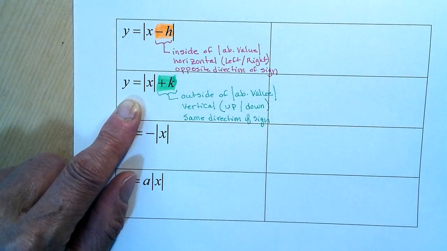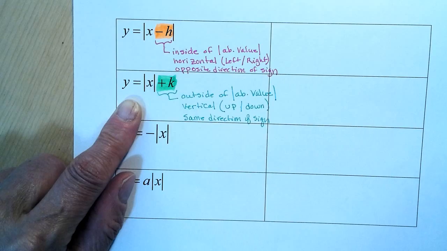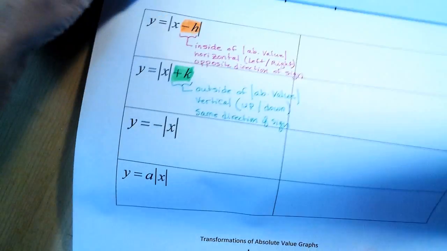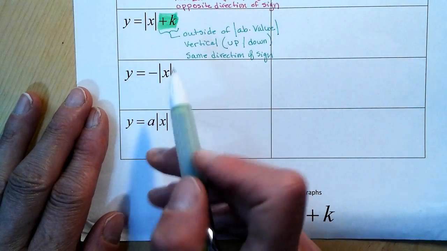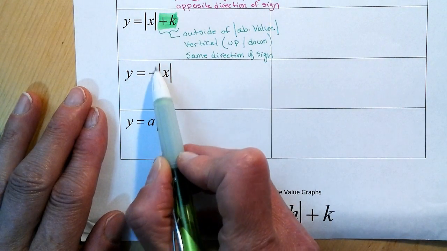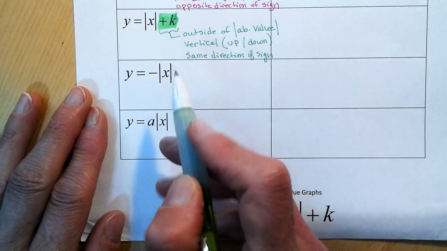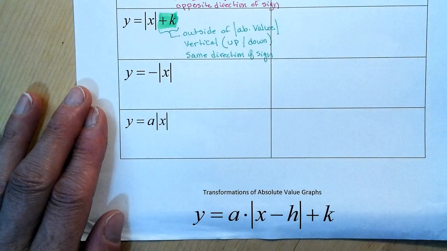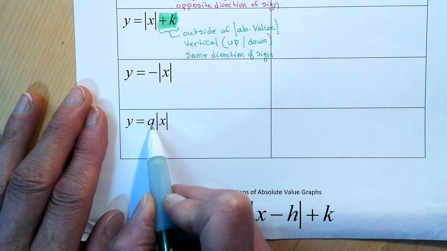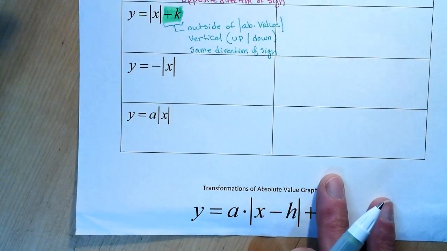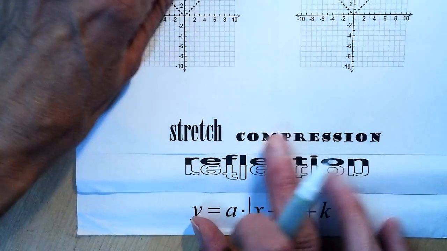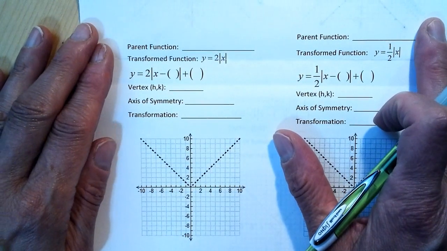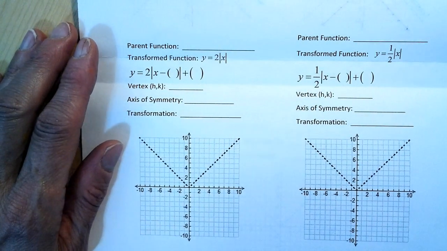Okay. So there's two other possible things that can happen. Actually, there's three, but one of them we don't study in regular Algebra 2. So notice on this one I have a minus being multiplied to the front of the absolute value, and here I have some number a multiplied in front of the absolute value. In this video, we're going to look at what happens when we multiply some number in front of the absolute value. And that brings us to stretch and compression. So let's open this up and look at a stretch or compression.